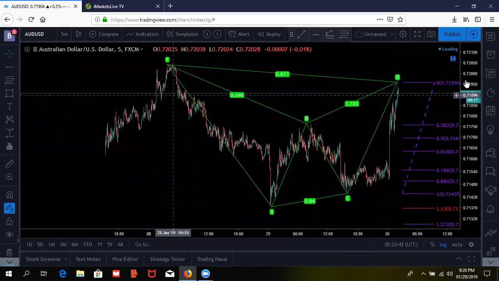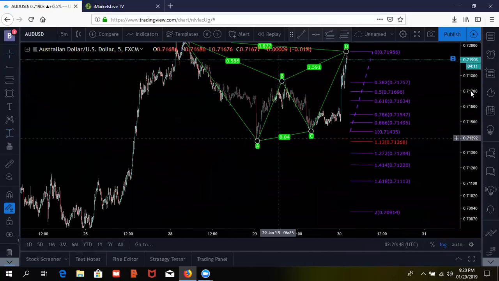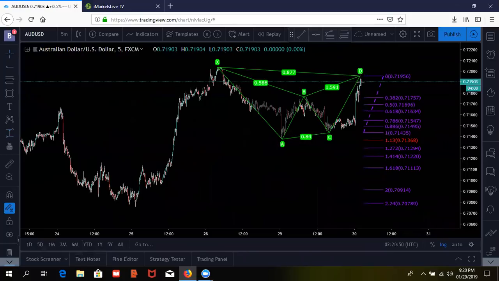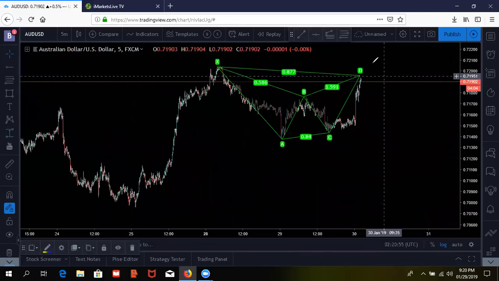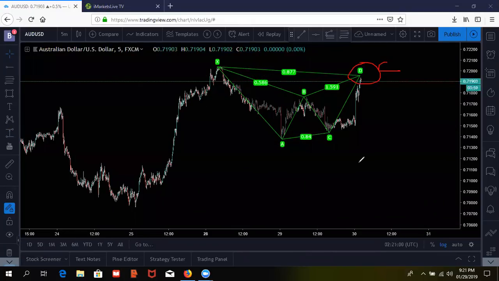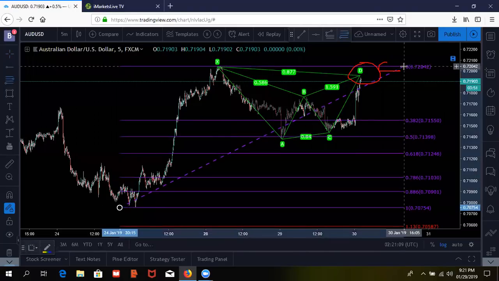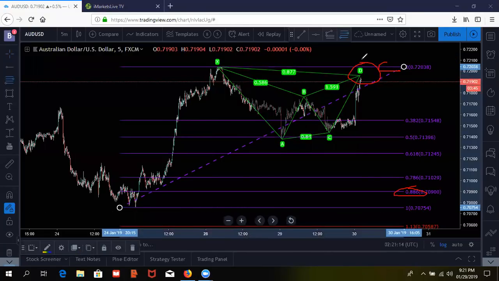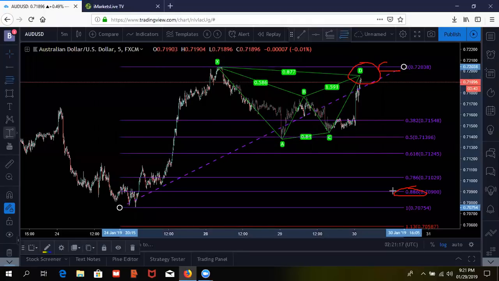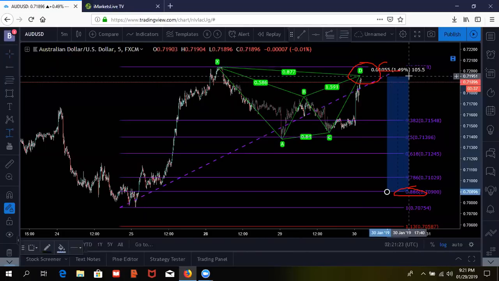But let's see, if price does continue all the way down here to the downside and complete, if this D leg right here holds as a C leg, then we can look for a really nice move to the downside, because this will complete at the 88.6, which is right here. If we enter that trade for a sell opportunity, we can potentially gain about a 100 pip move to the downside, right?